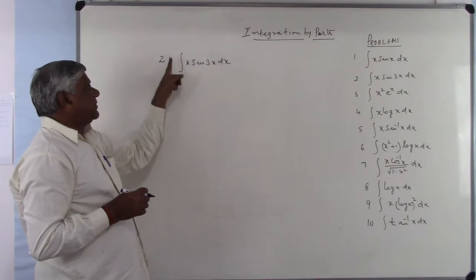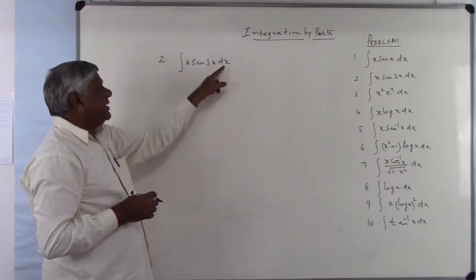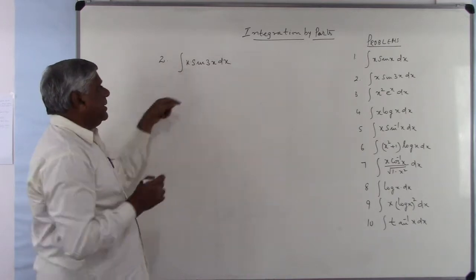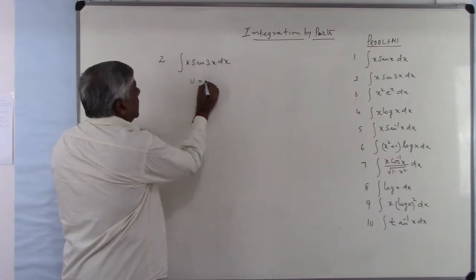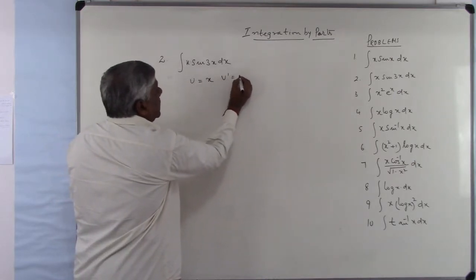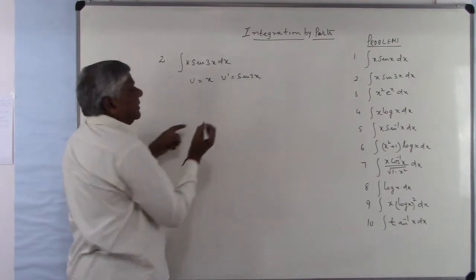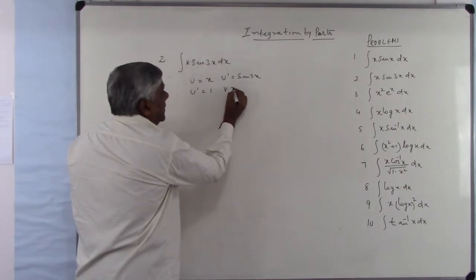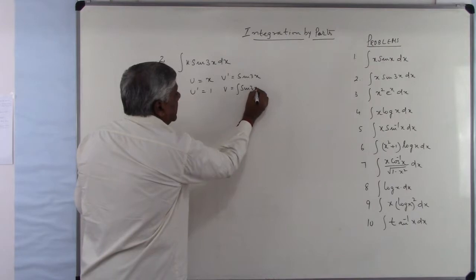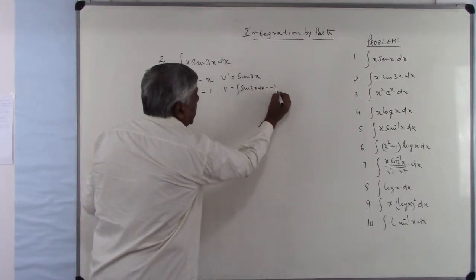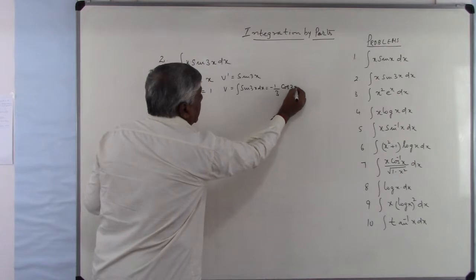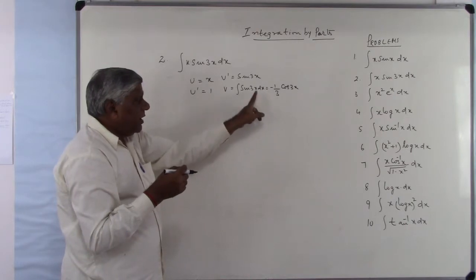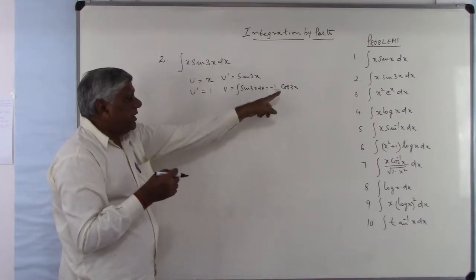Now a similar case with the second problem we will see. Integral x sin 3x dx. Here also it is algebra and trigonometry, so you have to keep u is equal to x and v dash is equal to sin 3x. Therefore, u dash is equal to 1, v is equal to integral sin 3x dx, which is nothing but minus 1 by 3 cos 3x, because integral of sin(ax+b) is minus 1 over a cos(ax+b). In that fashion, we have written this.